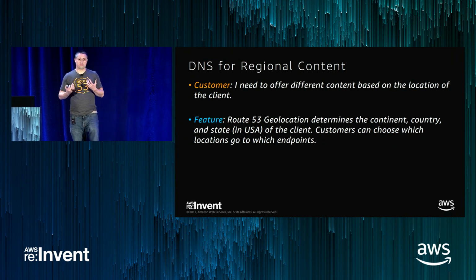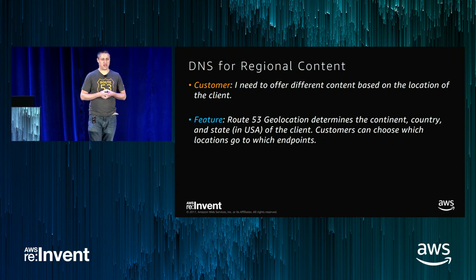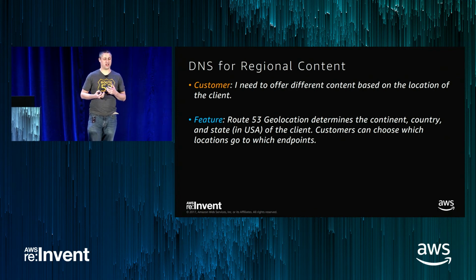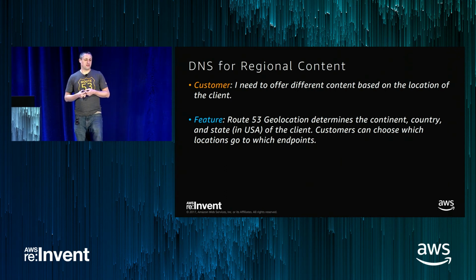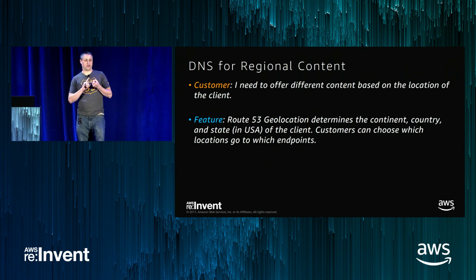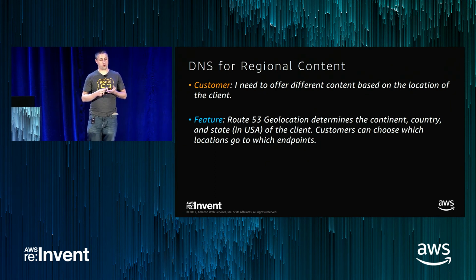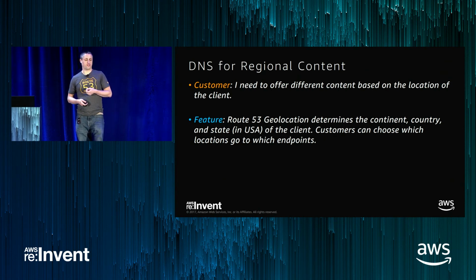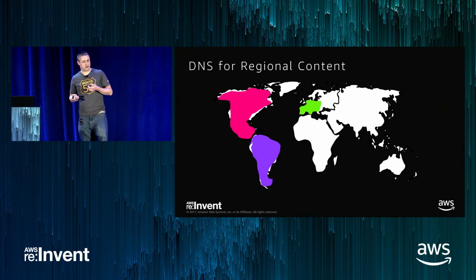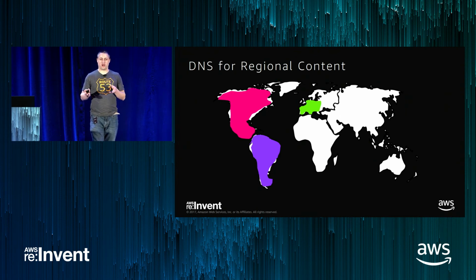Another very common requirement in DNS is to be able to say, okay, well, I have different endpoints with different languages or different endpoints with different content depending on where the customer is. So geolocation offers you the ability to say, based on the continent the customer is on, or the country, or within the US, even the state, which endpoint they will get back. So a typical picture is something like this. You have a policy for North America, a policy for South America, a policy for Europe, and then a blanket policy that covers everyone else.